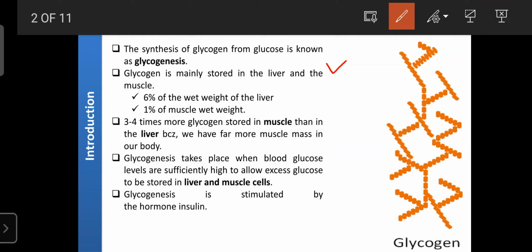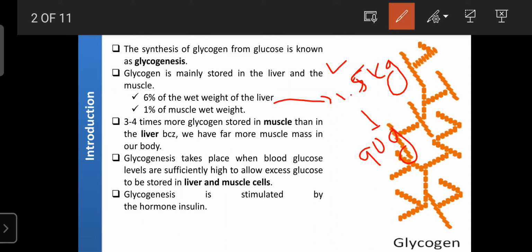For example, the average liver weight is about 1.5 kg, which means 1500 gram. So 6% of liver weight means the glycogen is around 80 to 90 gram, stored in the liver. But in our body the muscle percentage is less, only 1%, but the muscle mass in our body is more. That's why 3 to 4 times more glycogen is stored in muscle as compared to liver. Only one reason: the muscle mass is more than the liver weight.